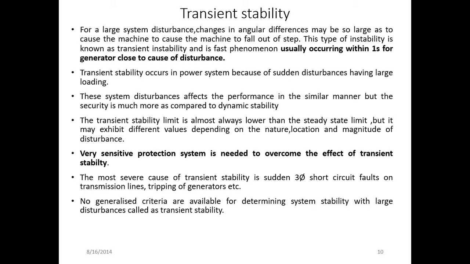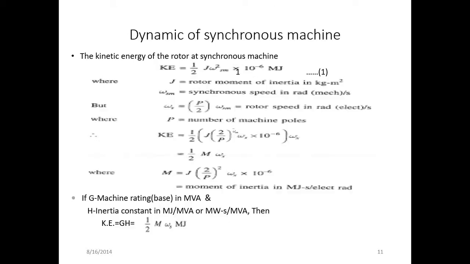Then we started the discussion about transient stability. The word transient means the disturbances in this case are of short duration but have a severe impact. We have the idea that in this case we mostly consider phenomena usually occurring within 1 second for a generator close to the cause of disturbance. In case of transient stability, a very sensitive protection system is needed to overcome its effect.